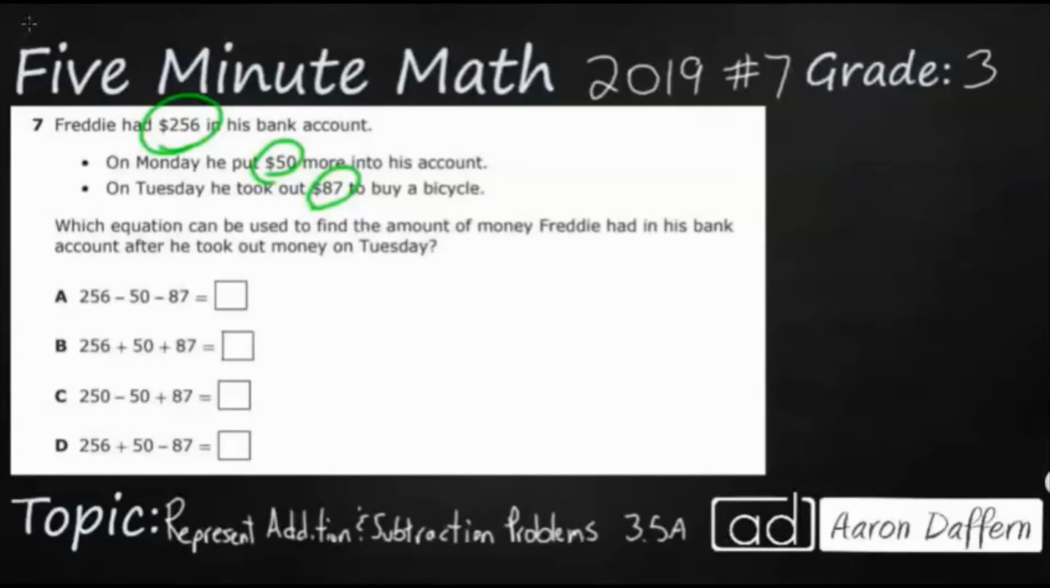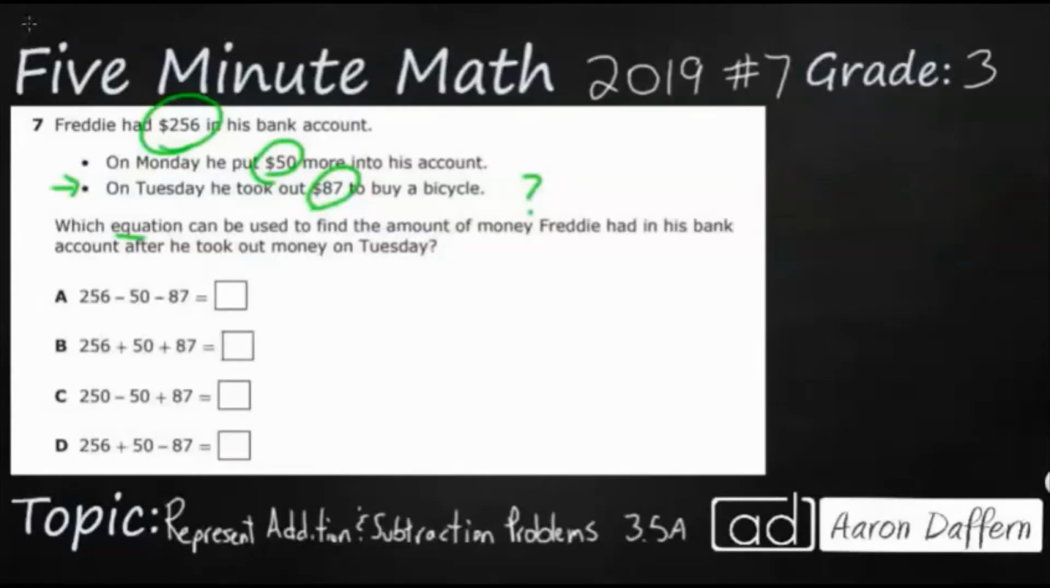So we're needing to write an equation that can be used to find the amount of money he had after this right here. So this is where he took his money out. So we want to basically figure out, after he's done all this, how much money does he have left? But the question is, are we going to add twice, or subtract twice, add once, or subtract? Add once, subtract once, and in what order? Those are the four options that we have.